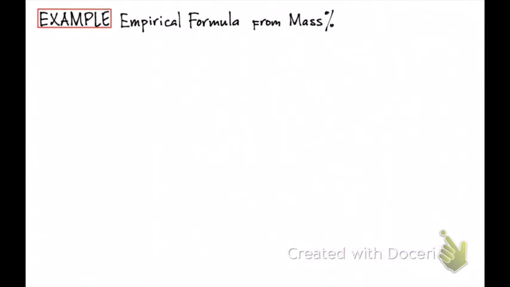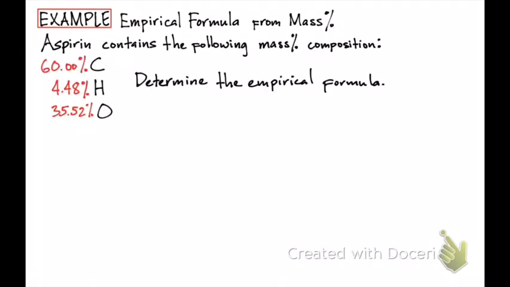So here's another way to determine the empirical formula from a given compound, and we can do so from mass percent. Let's say that you performed elemental analysis and you get the mass percent for each element for that compound. An example here is aspirin. Let's say that you determine that it contains 60% carbon, 4.48% hydrogen, and 35.52% oxygen. How do you determine aspirin's empirical formula?